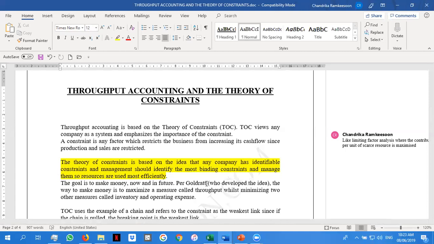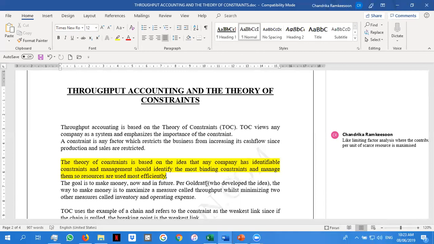So if the handout had read Goldratt, who originated the idea, or something like that, that would have been incorrect. What he actually did is he developed the idea and added his own touch to it. And this, of course, is what we are studying.